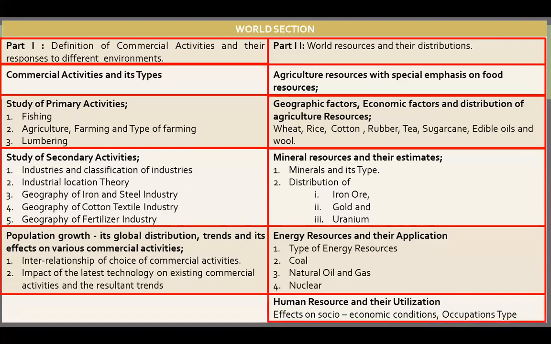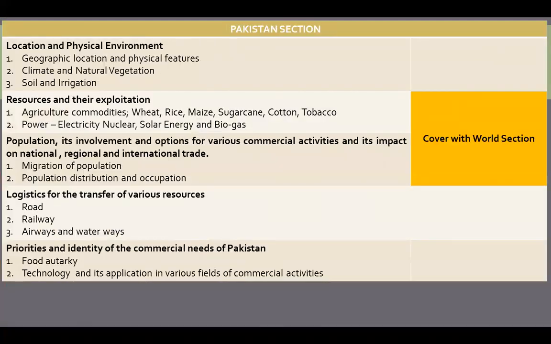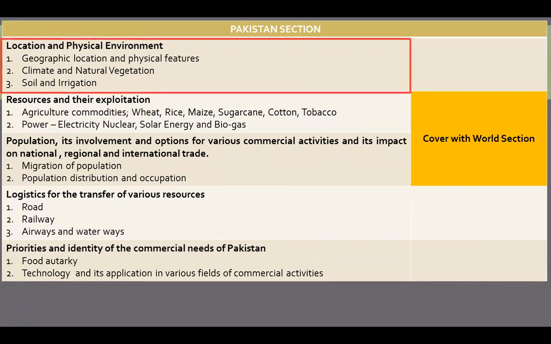Finally, we have human resources and their utilization, occupation types, and their utilization by humans. So this is the part of our world section. Now, then we have a Pakistan section. First, location and physical environment of Pakistan.